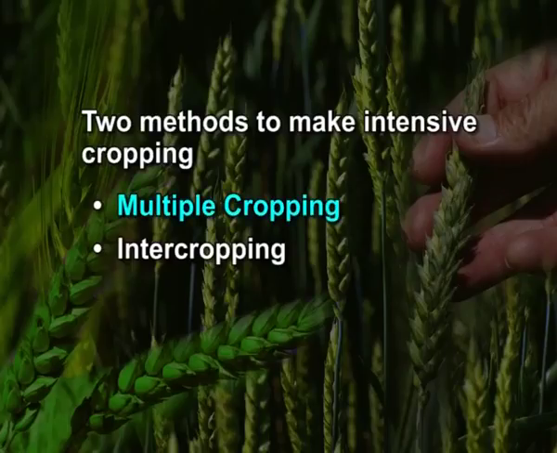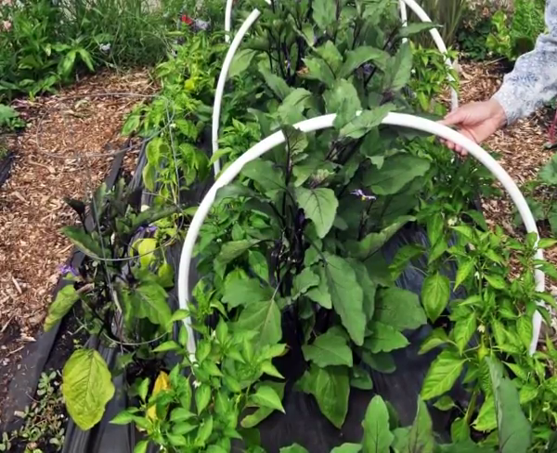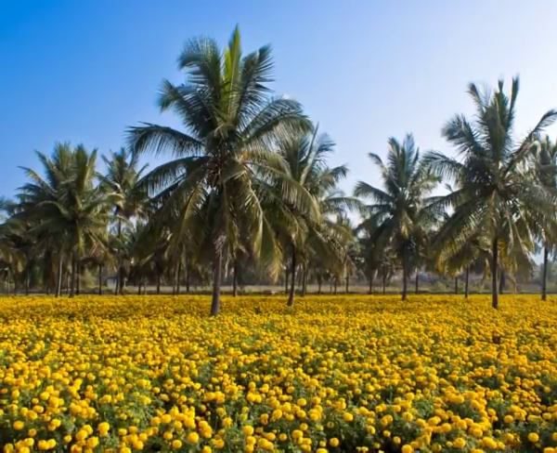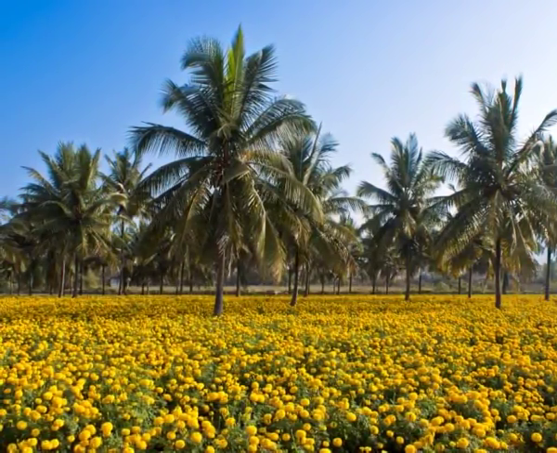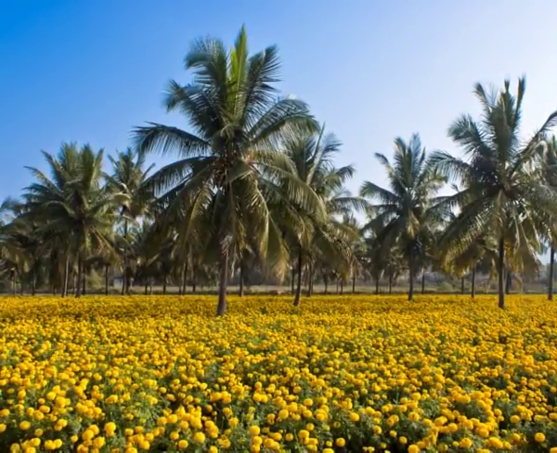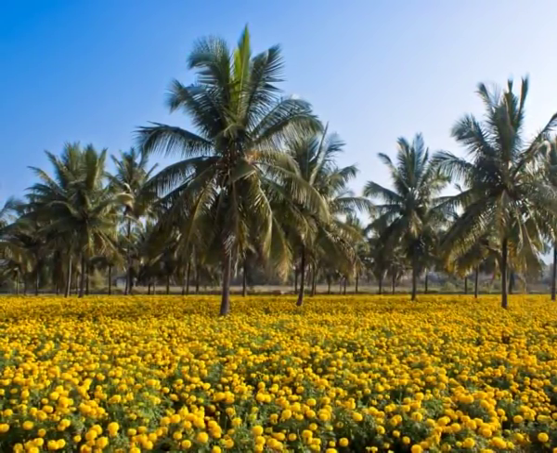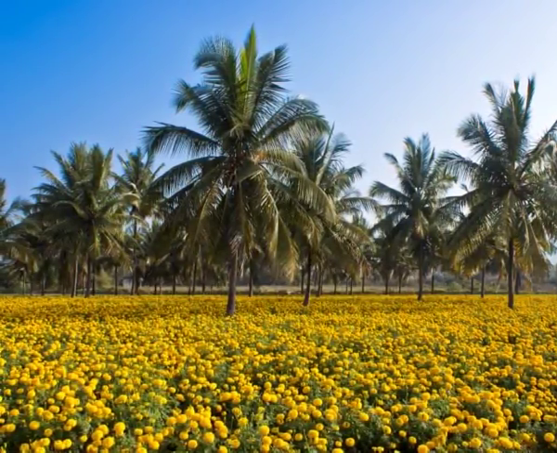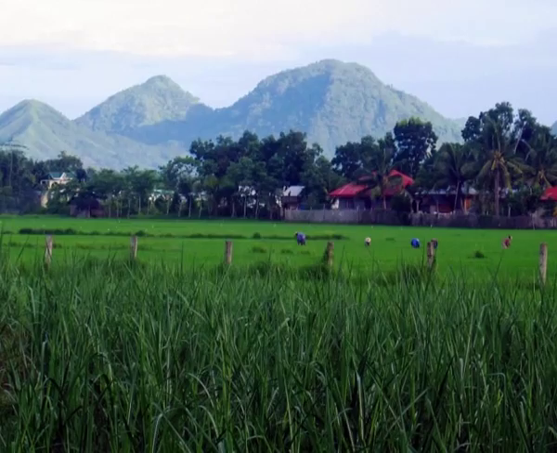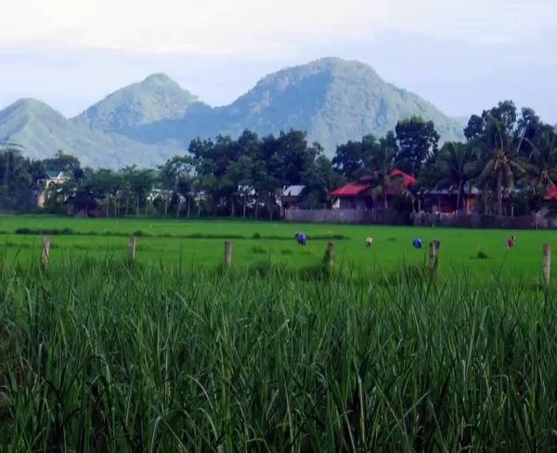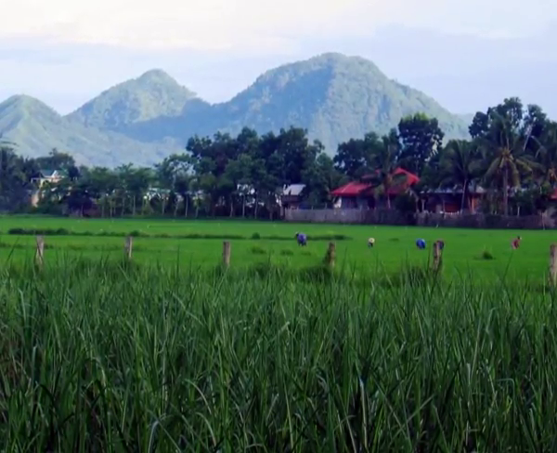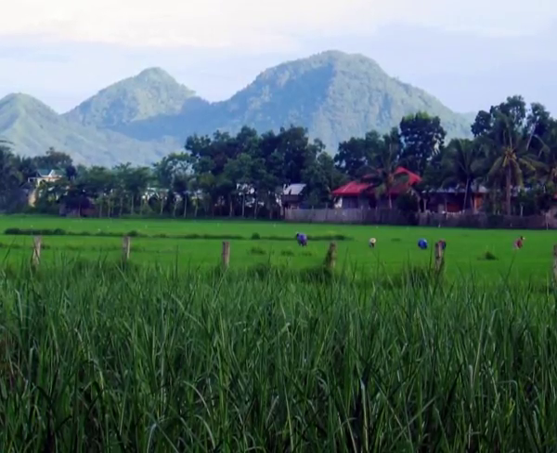Number one, multiple cropping refers to growing two or more crops on the same field in one year. The intensification of cropping is in temporal and spatial dimensions. Double, triple and quadruple cropping refers to growing two, three and four crops respectively on the same land in a year. Some prominent categories in multiple cropping are sequential cropping, which involves growing two or more crops in sequence on the same field in a year.